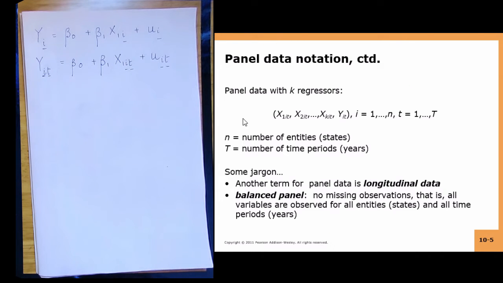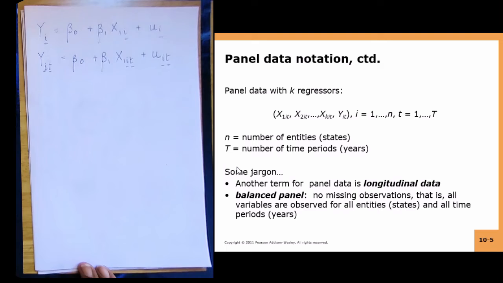So suppose you have k regressors. So you are not only including one variable to explain y, now you are going to multiple regressors. So you have x1 it, x2 it, up to xk it. i goes from 1 to n and t goes from 1 to T. Okay. So it is important to realize that you are observing each entity at different points of time.